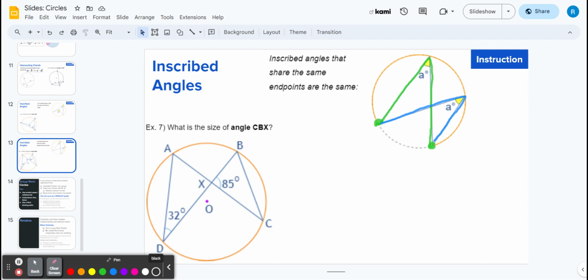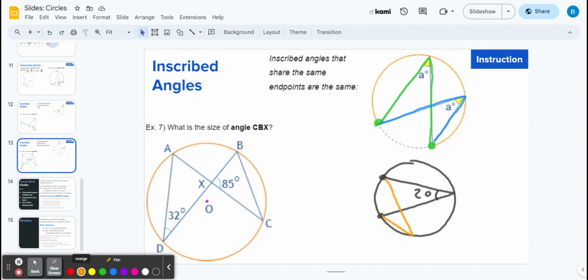Let me do that again with a fresh circle here. Have a circle. And if I draw an angle here like this, and let's say that angle is 20 degrees. Any other angle that I draw with the same endpoints, let's say it's this and this, that angle is also going to be 20 degrees. Let's see how this plays out in an example problem.